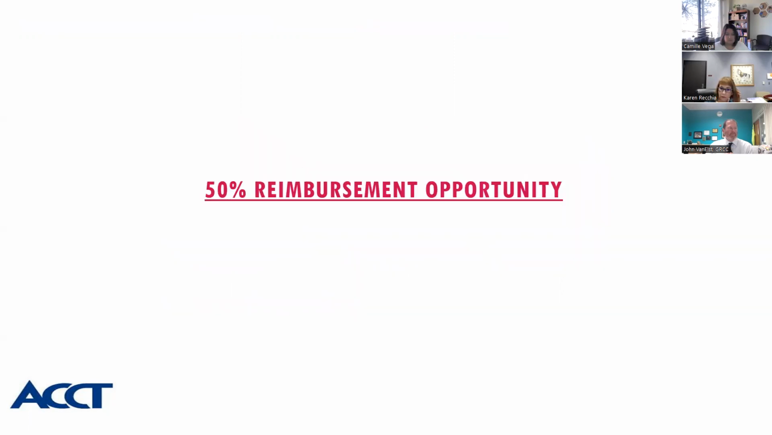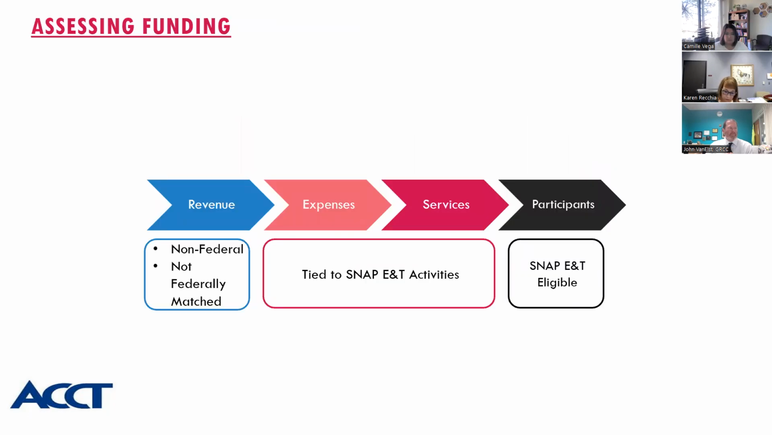So we'll start in on talking about how to look for those opportunities for 50% reimbursement. This diagram outlines the process that you take when you're looking at finding those reimbursement opportunities. You start at the beginning thinking about what funds are coming into your college, what funds are coming into your workforce programs. They have to be non-federal and they have to be not matched to another federal grant.